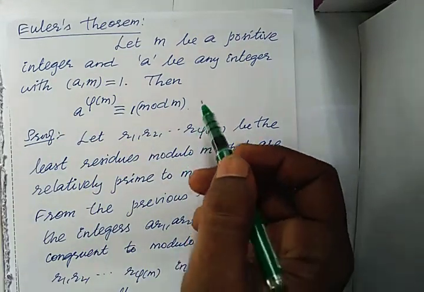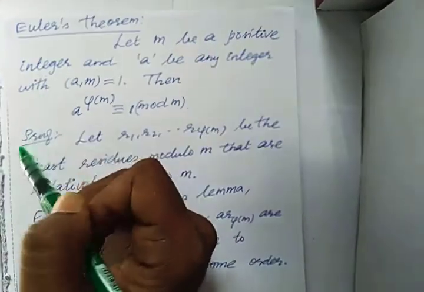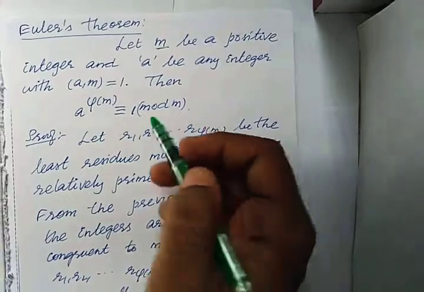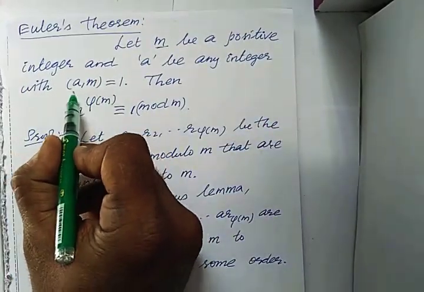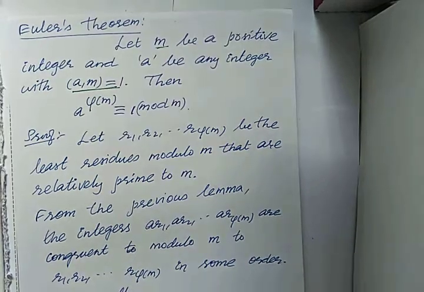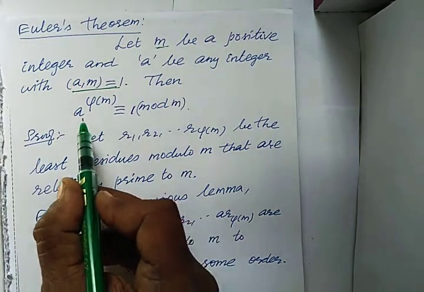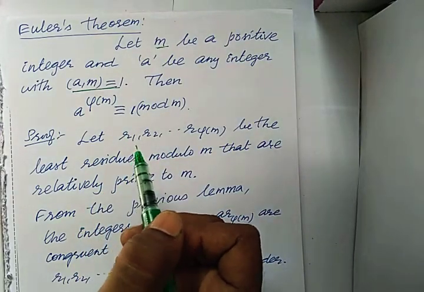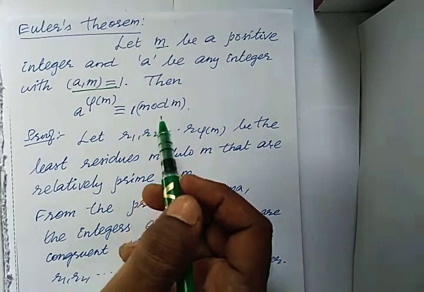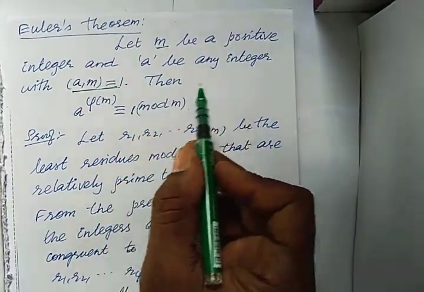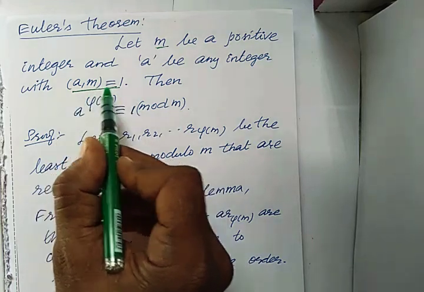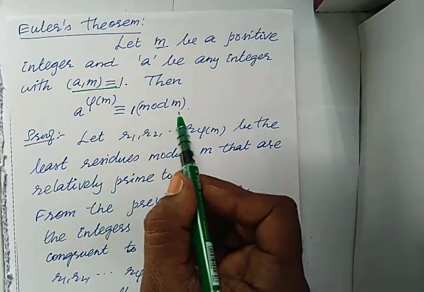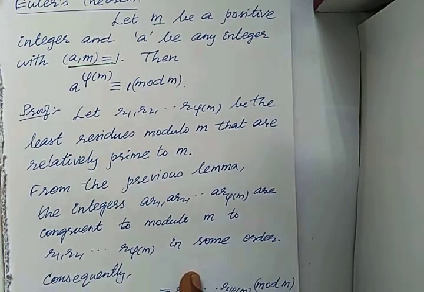The theorem statement: let m be a positive integer, m must be positive, and a be any integer, maybe negative, such that a and m are relatively prime. Then a to the power phi of m is congruent to 1 mod m. We are going to prove this statement. Let us see the proof now.